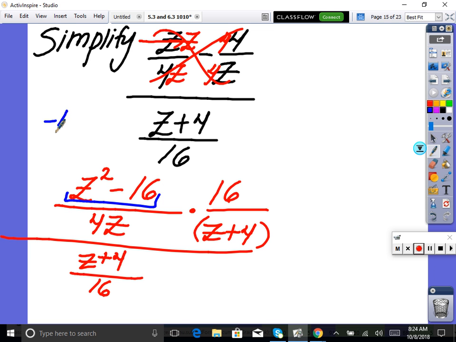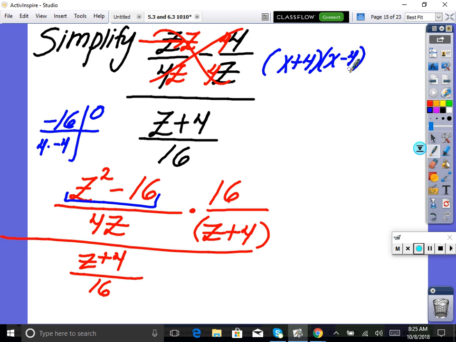So let's factor this piece right here. What multiplies to be negative 16 and adds up to be 0? 4 times negative 4. I can quick factor. So that part factors to be x plus 4, x minus 4. On bottom, I have a 4x. That's all factored. Then we have a times sign, we have a 16, we have over x plus 4.